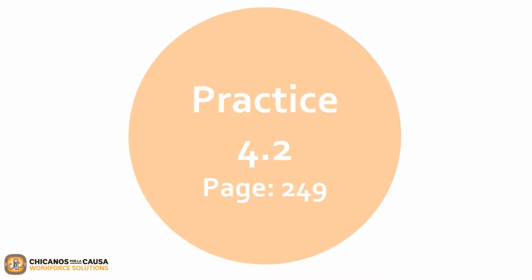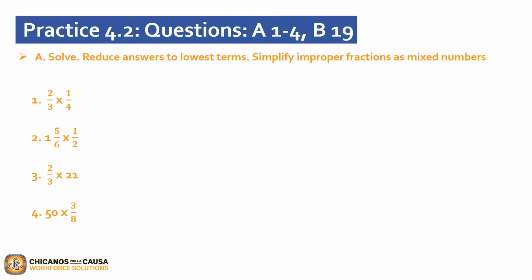Now let's go ahead and move on to practice 4.2, found on page 249. At this time, go ahead and pause the video to complete questions 1 through 4 and 19 of section 4.2. For this first set of questions, you're going to want to solve, reduce answers to lowest terms, and then simplify improper fractions as mixed numbers. Once you have worked through these 4 problems on your own, go ahead and click play once you're ready to continue.